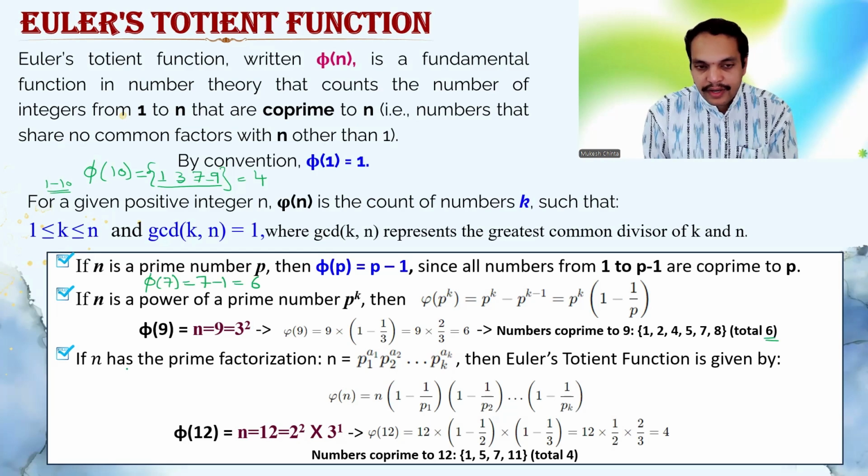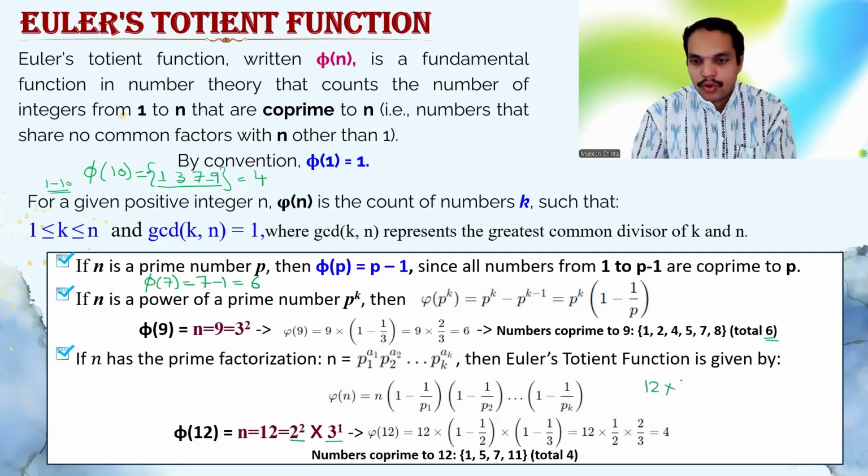And if n can be written using prime factorization, which we did earlier, then you have to use the same function. That means if I want to find psi of 12, n is equal to 12, which can be written in the form of prime factors as 2 square into 3 power 1. I have to write it down as 12 into 1 minus 1 by 2, which is 1 by 2, into 1 minus 1 by 3, which is 2 by 3. If I do these calculations well, I get 4.